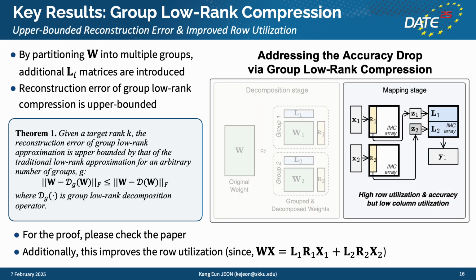As a side effect, group low-rank compression also results in improved row utilization in the second multiplication. Note that the output from the second multiplication, each with the matrix L1 and L2, needs to be summed anyways. Therefore, the two L matrices can be stored in the same IMC array, making better use of idle rows that were previously present in the second multiplication stage.